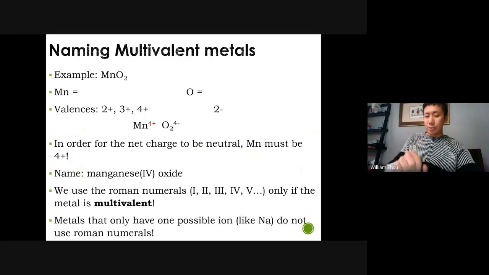You have to use this only if the metal is multivalent. If it's not, do not use Roman numerals. That's the hard part. Sometimes you use it, sometimes you don't. So then you have to know whether the metal is multivalent. You don't have to memorize, check on the periodic table. If you're not sure, check every time.